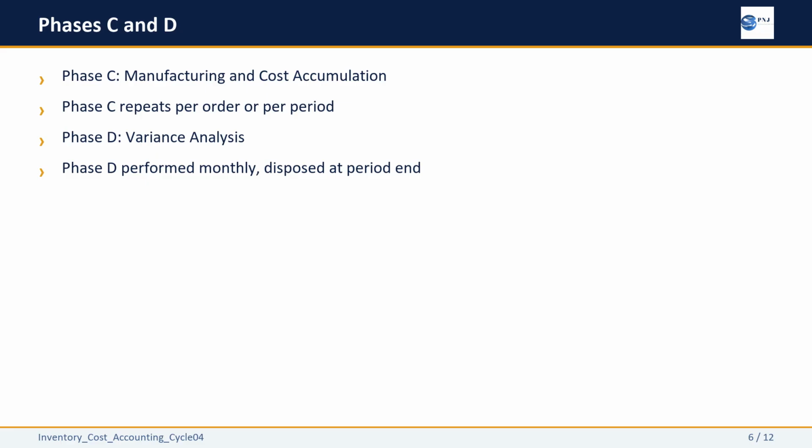Phase C is manufacturing operations and cost accumulation. This is the engine room, where materials, labor, and overhead pile up into work in process and then into finished goods. It repeats constantly, either per production order under job costing or per period under process costing. Phase D is variance analysis, and this is the control check. Each month you compare what production actually cost against your standards, explain the gaps, and dispose of the variances at period end. The surprising part for many learners is that the variance isn't just a number. It's a question pointing at a root cause worth investigating.